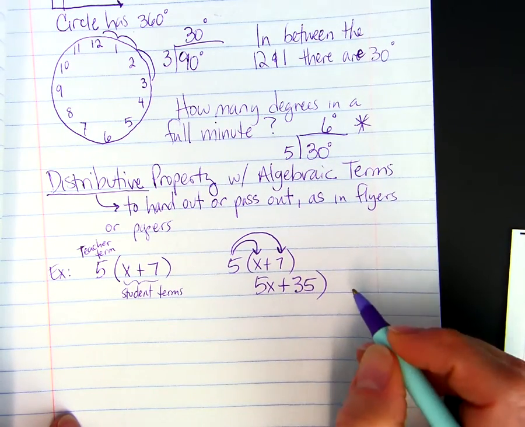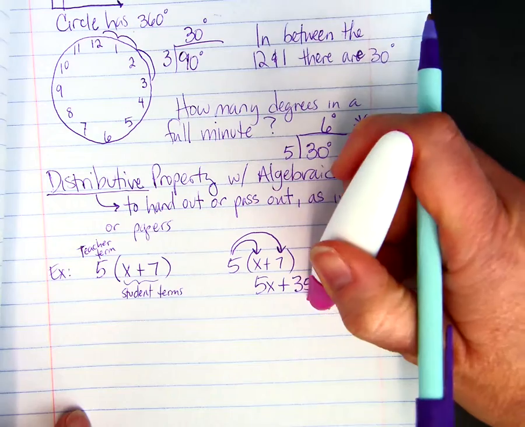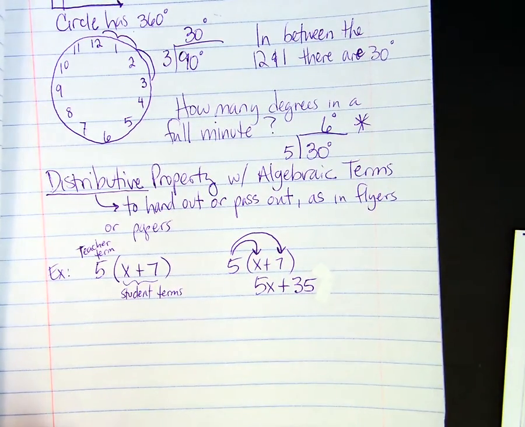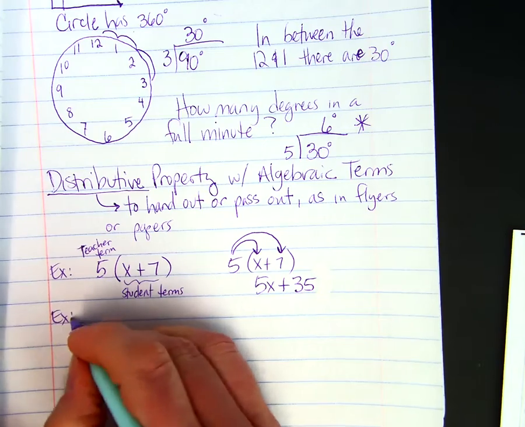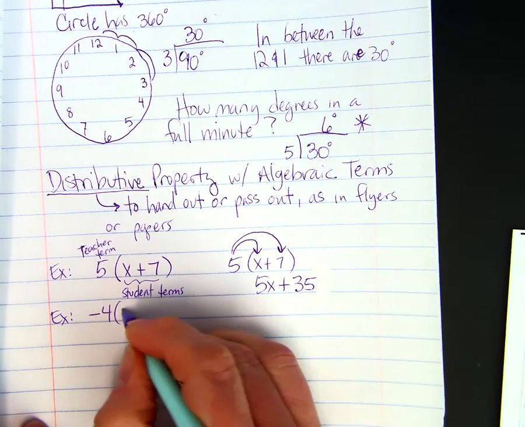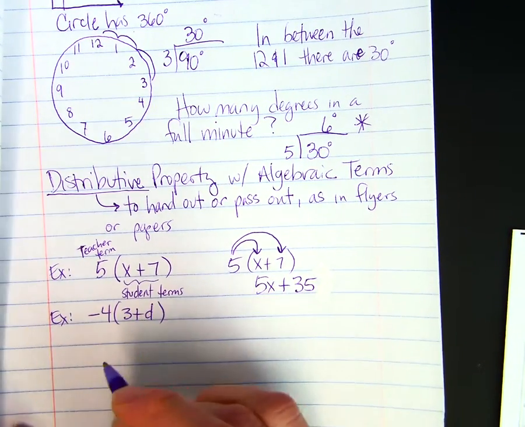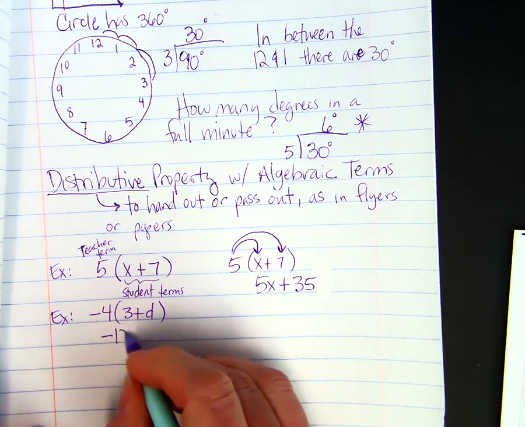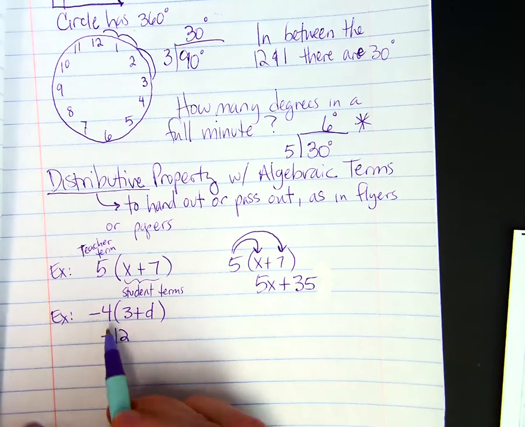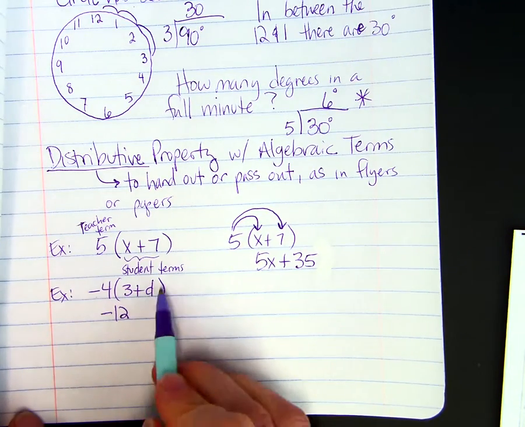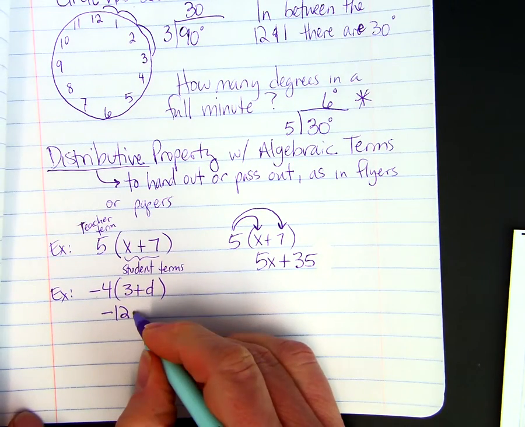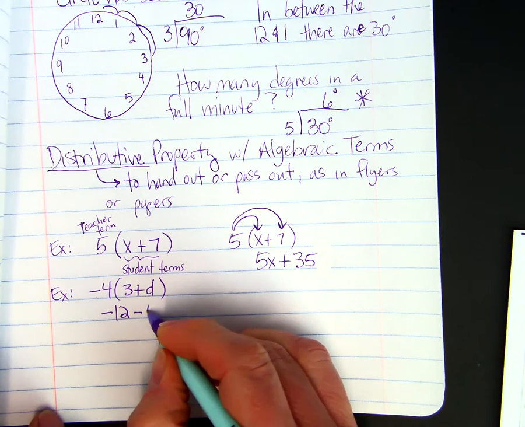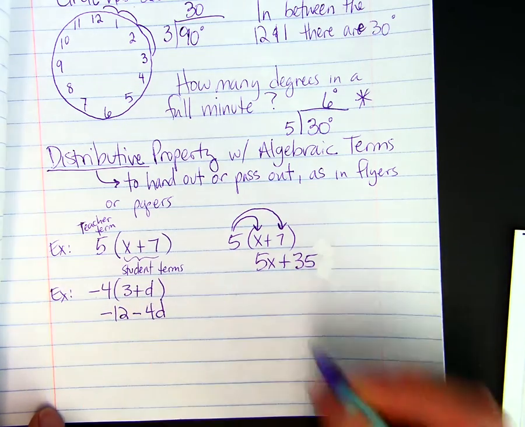We don't want to leave anybody out. Whoops, we don't need parentheses there. Let me get rid of it. Okay. So here's another example. -4 inside 3 plus d. So we need to do -4 times 3, -12, and then a -4 times d is a -4d. So instead of writing plus negative, we just write minus 4d.